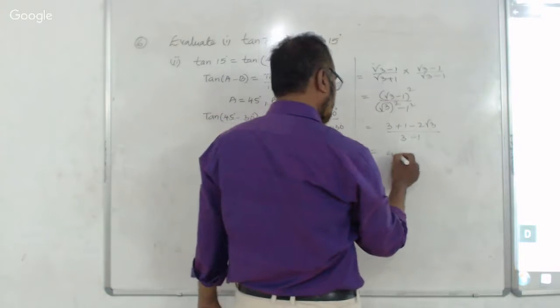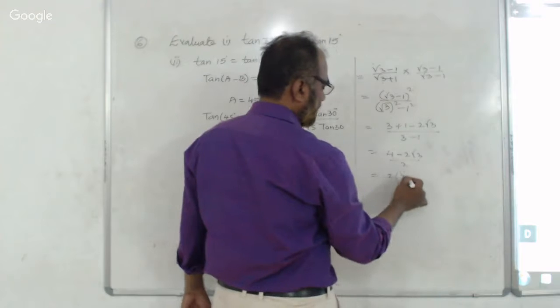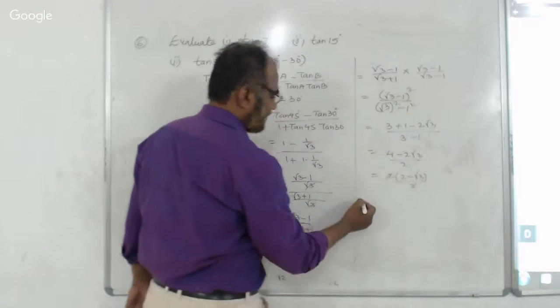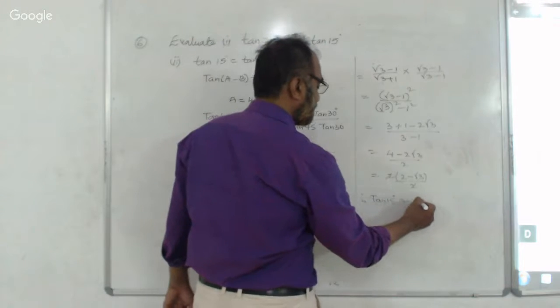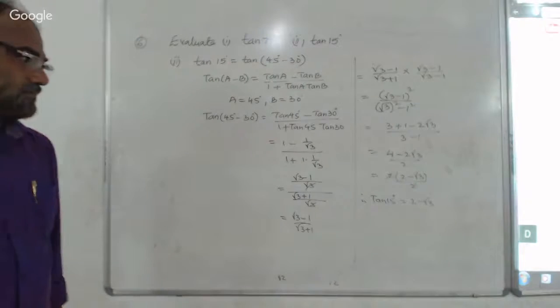So this is 4 minus 2 root 3 by 2. I can take 2 common from the numerator. 2 minus root 3 by 2. 2 and 2 are eliminated. Therefore, tan of 15 is 2 minus root 3. Okay?